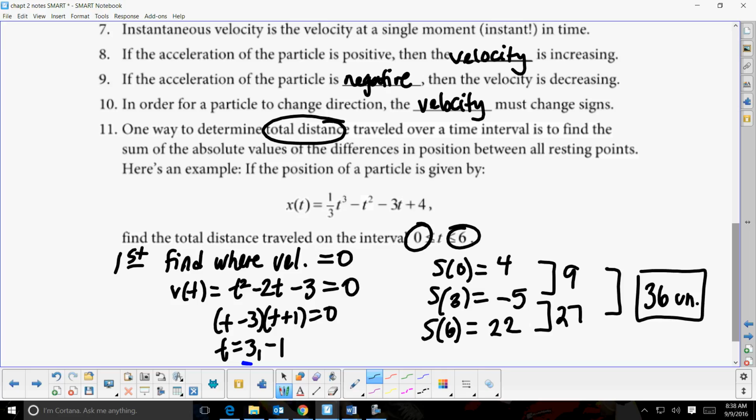How did I get what? I plugged them. This is my position. I guess I should have said x of 0. So you're always putting s. Sorry about that. Okay. Drake? Because we know the derivative of position is velocity. Derivative of velocity is acceleration. Okay.